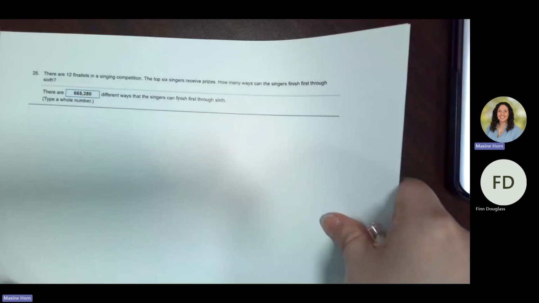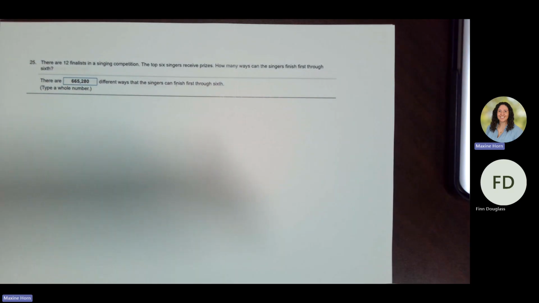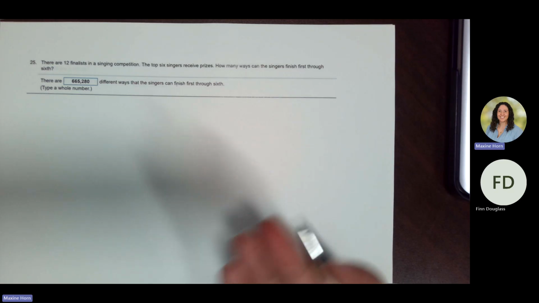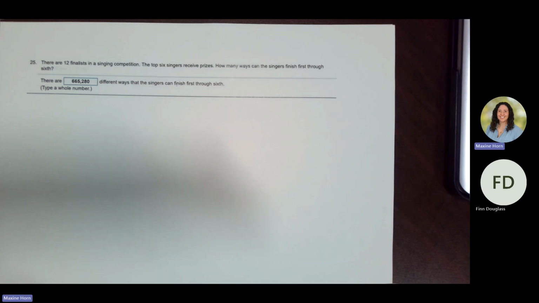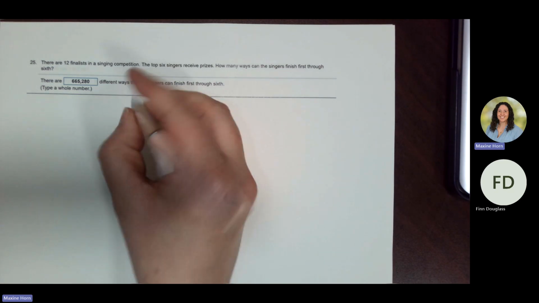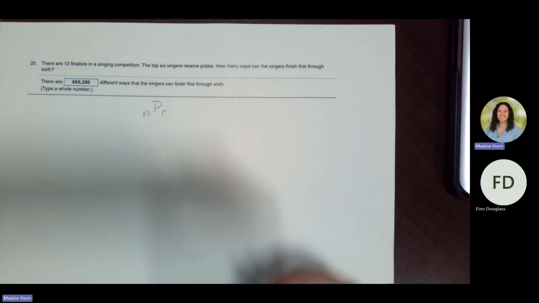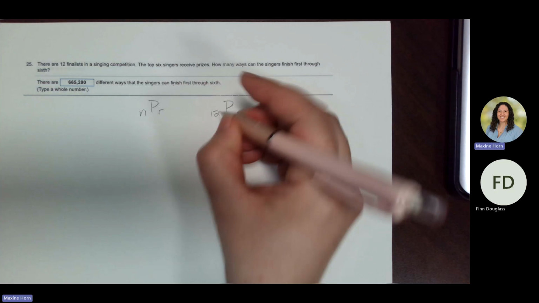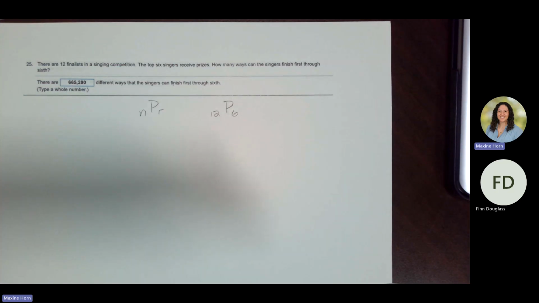All right, we're getting close to the end. All right, there are 12 finalists in a singing competition. The top 6 singers receive prizes. How many ways can the singers finish 1st through 6th? So again, this is just going to be, is this a permutation or a combination? Since the order matters, it's a permutation. So we're going to use NPR. So there are 12 singers to choose from, and we're going to rank the top 6.